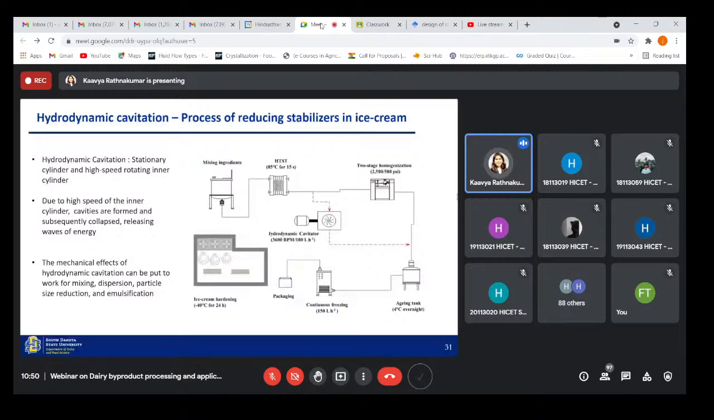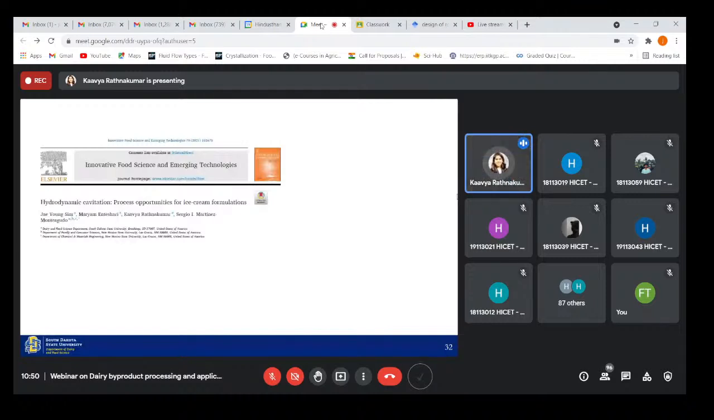The typical ice cream manufacturing process involves mixing, pasteurization and homogenization. But we tried to use a hydrodynamic cavitator instead of homogenization, and we also didn't add stabilizers in the ice cream, just passed it through the cavitator and tried to produce an ice cream without stabilizers. We are also in the process of evaluating such ice cream formulations with reduced stabilizers. This is the small work which we published on hydrodynamic cavitation in ice cream formulations.